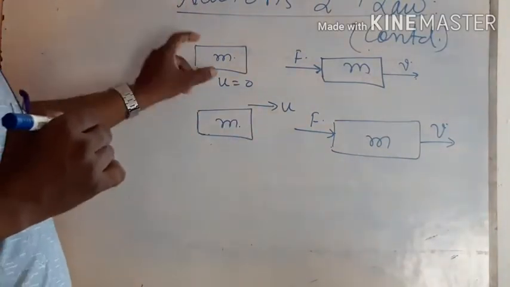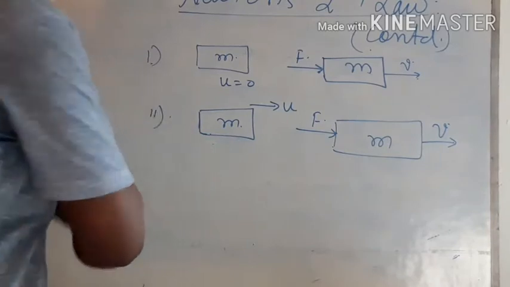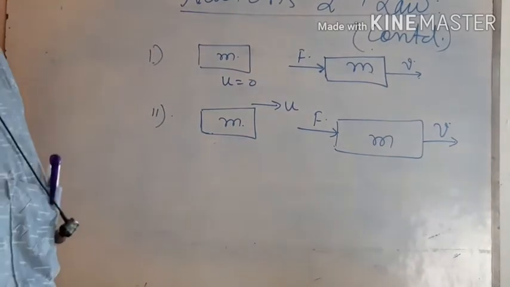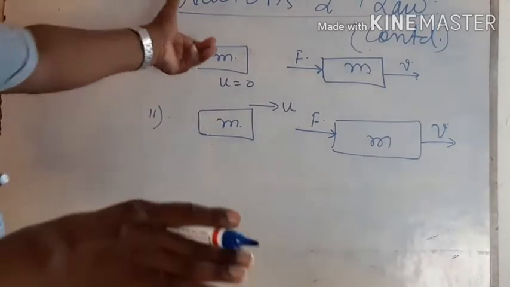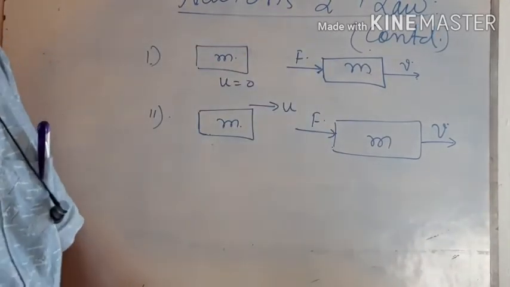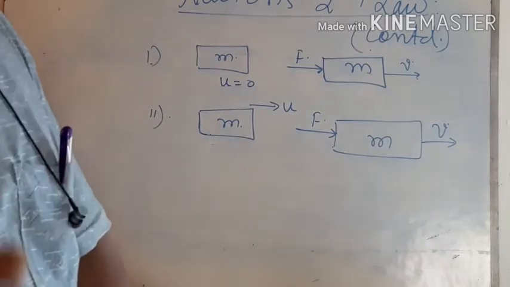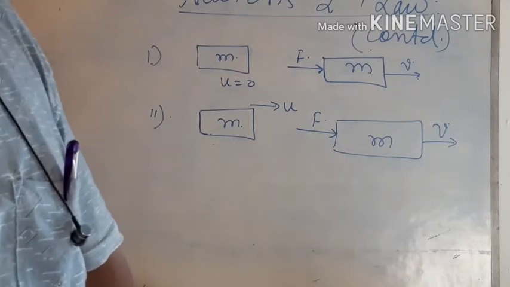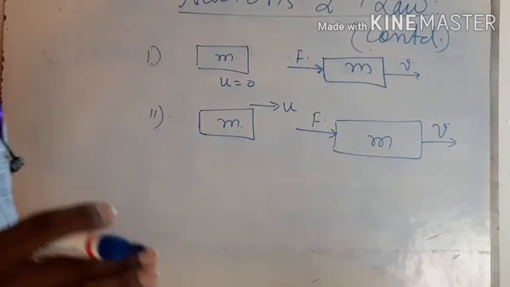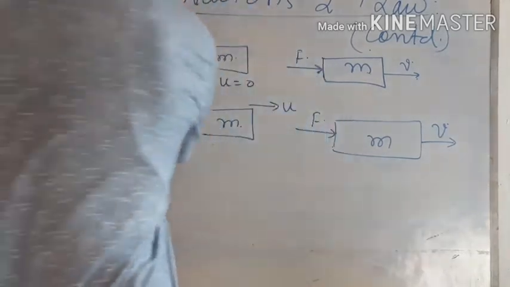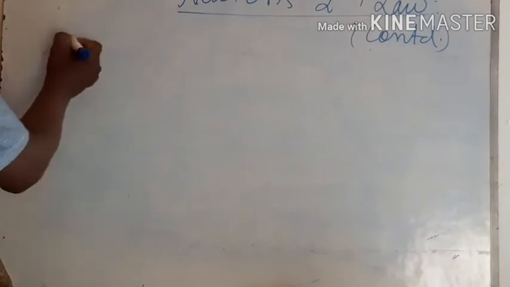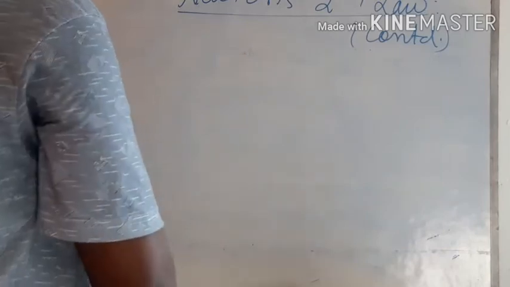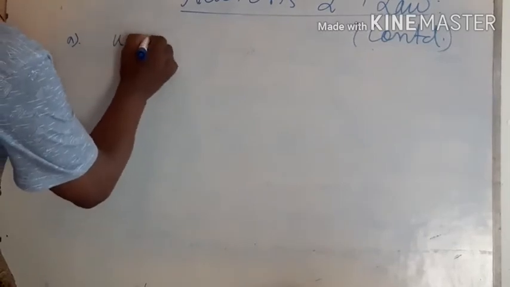Let us see whether these two statements are verified by Newton's second law or not. If these two statements are verified, then we say that Newton's first law is a special case of Newton's second law. Means from Newton's second law we can derive Newton's first law. This is what is meant by special case. So for the first case, the body was initially at rest. Okay, so if the body was initially at rest, it means that u is equal to 0.